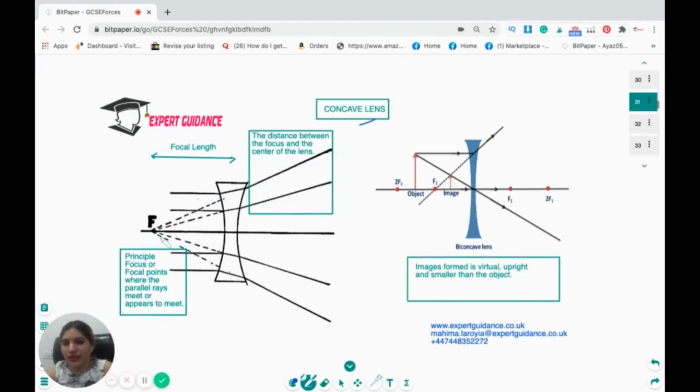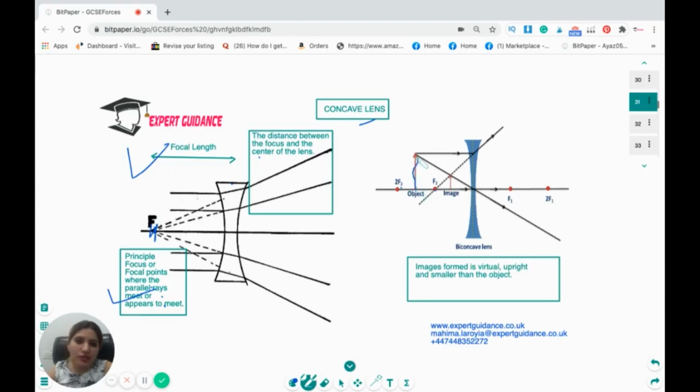Now, for the concave lens, you need to remember some of the points. A principal focus, or the focus, is the point where the parallel rays meet or appear to meet. And the distance between the center of the lens and the focus is known as a focal length. Now, if this is my lens, this is my focus, this is the double focus.